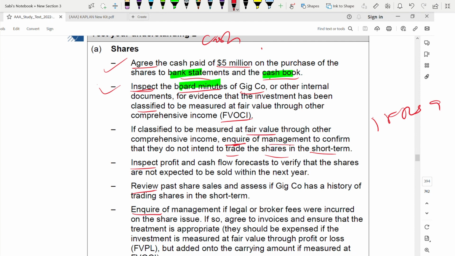There it says shares that are traded for short term do not go through fair value through other comprehensive income. But if they are not traded for short term, and usually they are not traded for short term, then only it is FVOCI. So to confirm that it is FVOCI, managers have to confirm that shares are not traded for short term. Done.